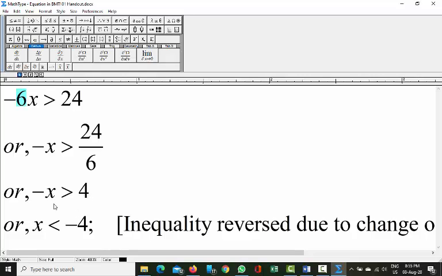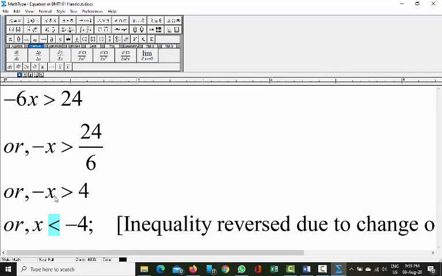Now we are changing the sign. Here we have minus x, and we want only x. So we have changed the sign. Since we have changed the sign on the left hand side, we have to change the sign on the right hand side as well. Here this is plus, so we will have a minus there. So we are changing the sign on both sides. Since we have changed the sign, the relationship will also change. The relationship was greater than, now it will become smaller than.